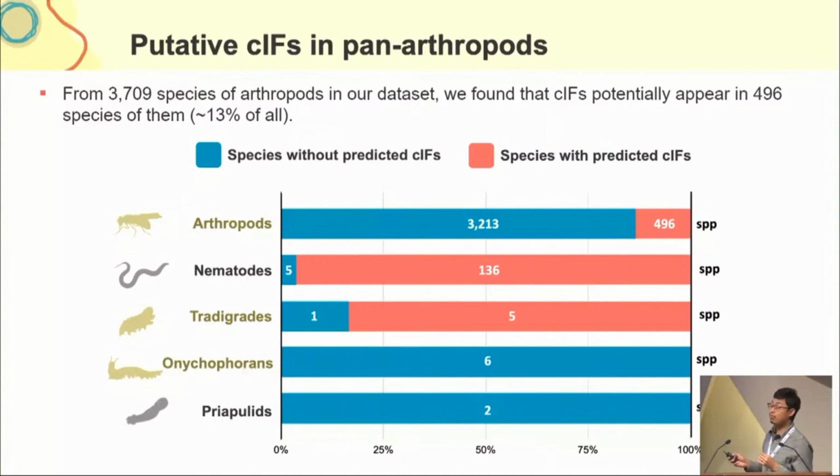And in the group of arthropod, we found that actually most of the arthropod species do not seem to have any of these cIF, and only about 13% of them might have one of our putative cIF. So our result here partially seems to support the previous view of the loss of cIF among pan-arthropod species, and also points out that the species that potentially have cIF might be the minority of the group. So now let's have a look at these minorities and see what exactly they are.